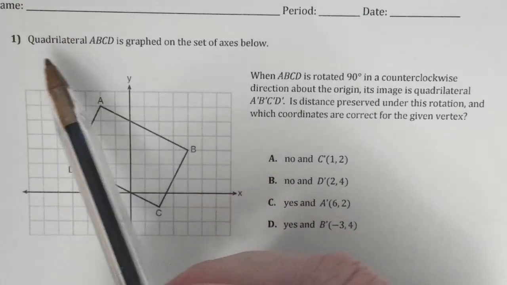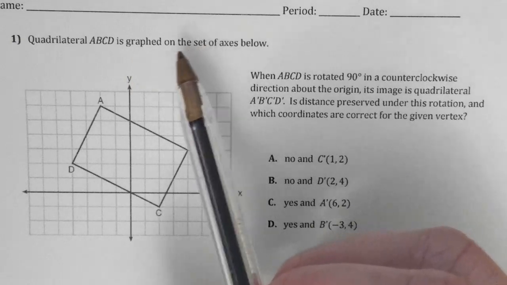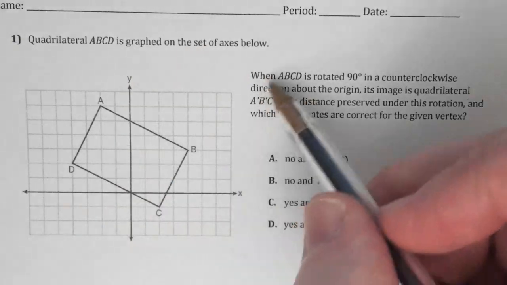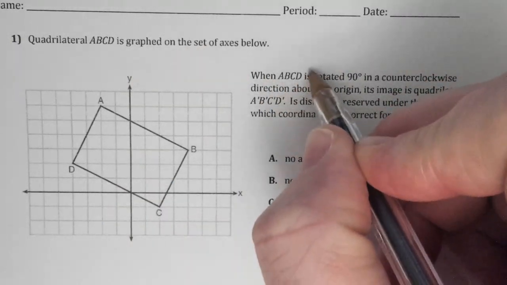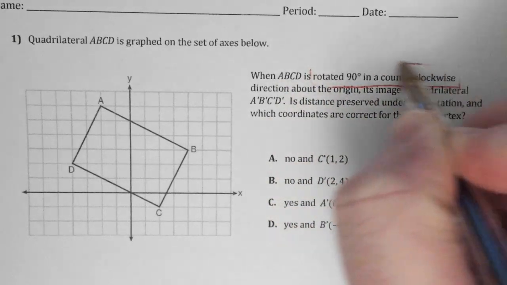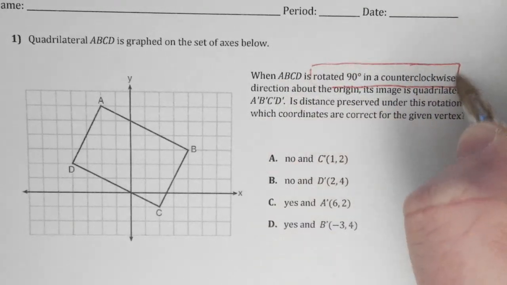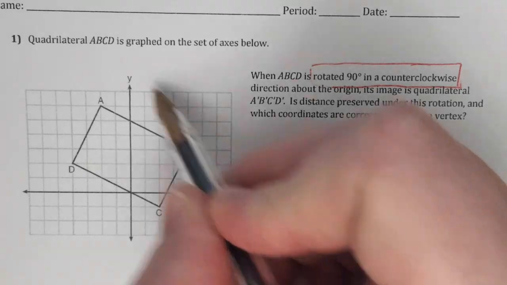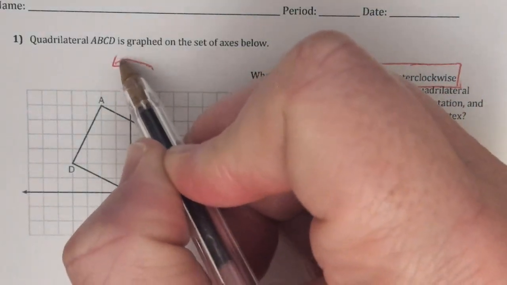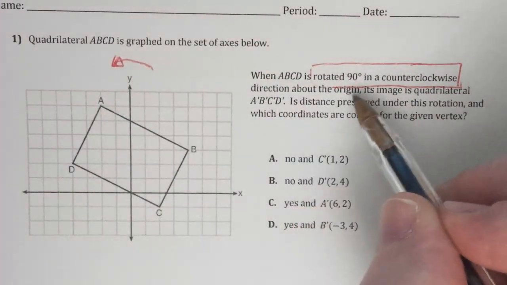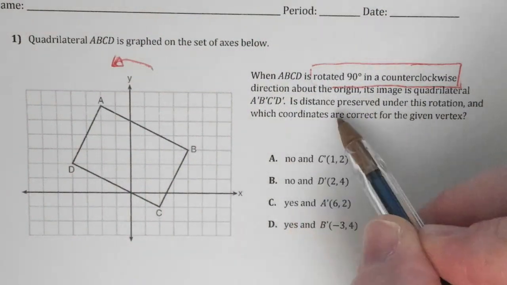Number 1, quadrilateral ABCD is graphed on the set of axes right here. When ABCD is rotated 90 degrees counterclockwise, so that means you're going against the clock, so we're going this way, counterclockwise, turning around the origin, its image, where does it land?